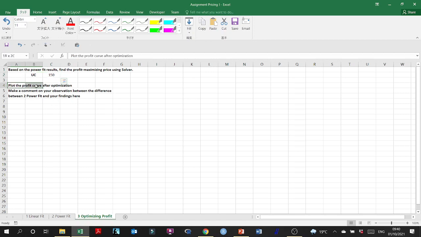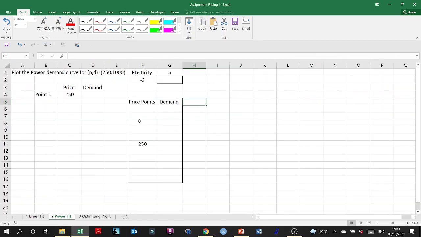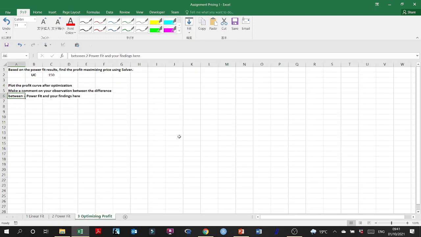Plot the profit curve after optimization. If you want to plot the profit curve along with the demand, okay. If you want to plot it alone, that is what I want. Make a comment on your observation about the difference between the results of the two power fits, which is what was the price here, and what did you find about the maximum price over here.